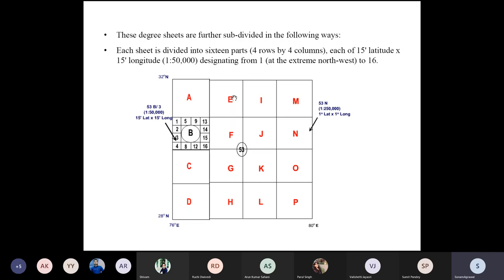Okay, so draw this one. You have already drawn this ABCD grid, the 4 degree cross 4 degree grid, which has the sheets of 1 degree cross 1 degree. Now in any one of the cells, like this B, they have shown 15 minute cross 15 minute. Again, 16 sheets will result, and you can see how the numbering takes place: 1, 2, 3, 4, then next column 5, 6, 7, 8, next column 9, 10, 11, 12, next column 13, 14, 15, 16.